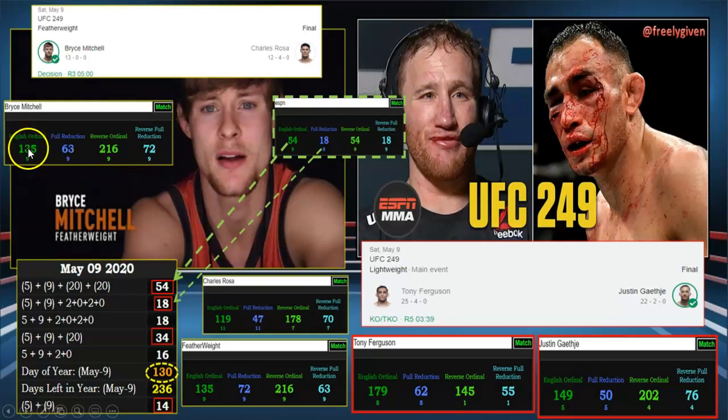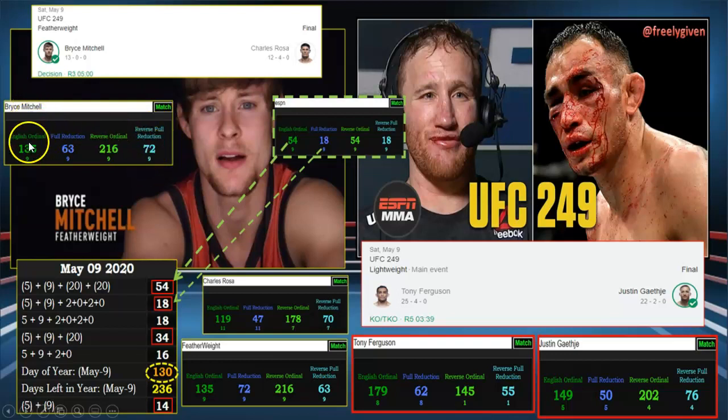You can also do the names by hand, too, as long as you know the code, forwards and backwards. English ordinal is A is 1, B is 2, C is 3. Full reduction is the same thing, but once you get to the 11th letter, reduce 11 down to 2, because 1 plus 1 is 2, right? And then reverse ordinal is Z is 1, Y is 2, X is 3, all the way to A being 26, the 26th letter. And reverse full reduction, the same thing. Once you get to the 11th letter, you reduce it down to its lowest common form. The 11th letter, 1 plus 1 is 2. 12th letter, 1 plus 2 is 3. So on and so forth.